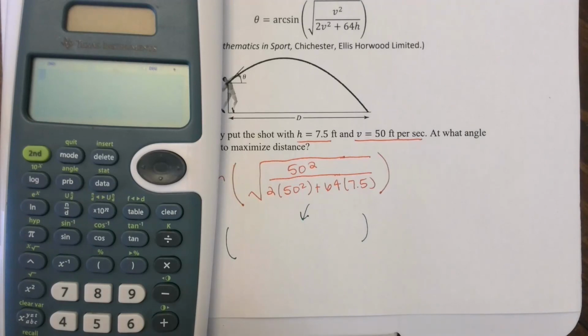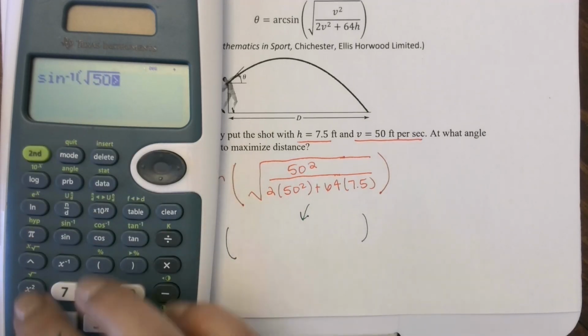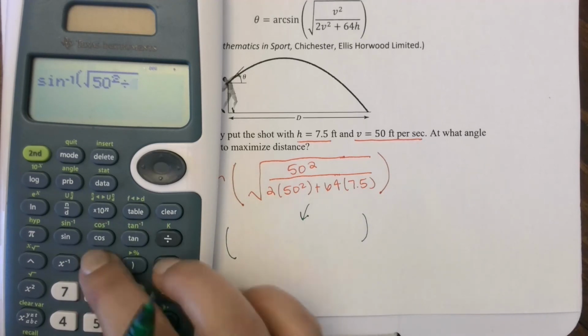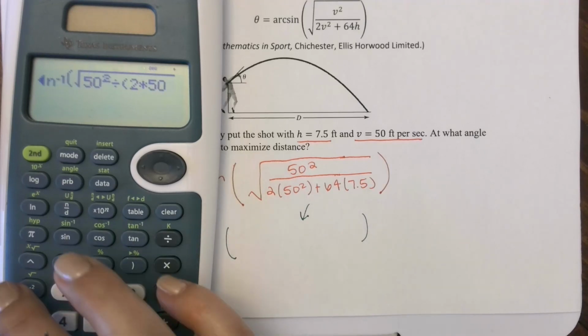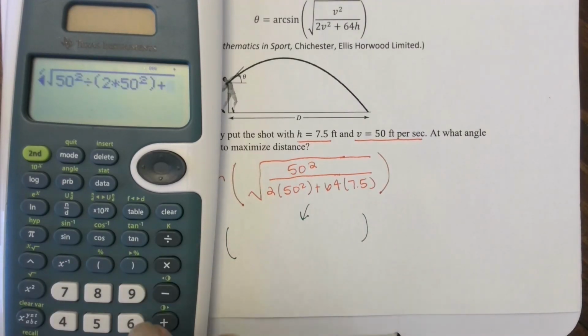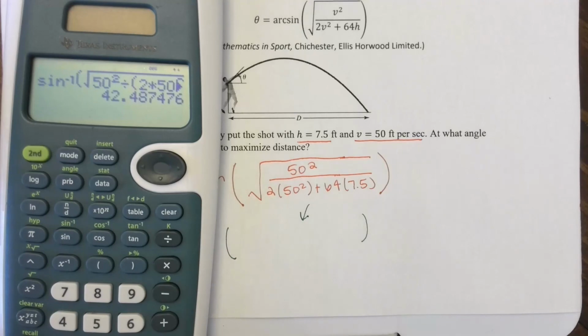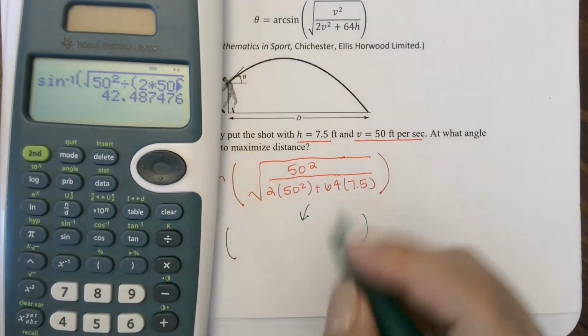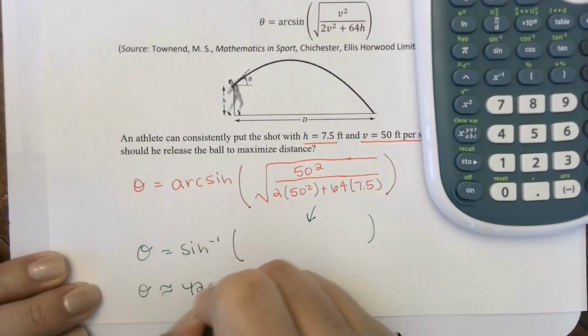Make sure we are in degrees here, and then sine inverse of the square root, we have 50 squared divided by, make sure you keep your denominator in parentheses, 2 times 50 squared plus 64 times 7.5. Close that off. We get approximately 42.5 degrees.